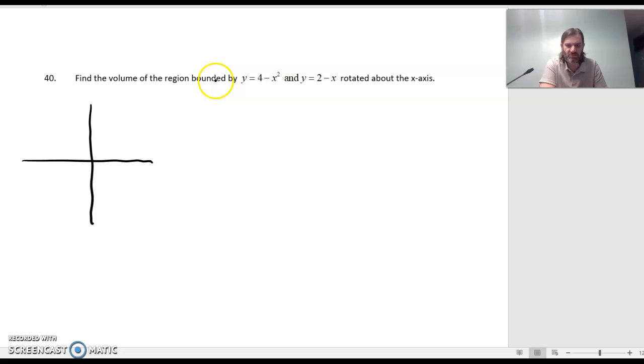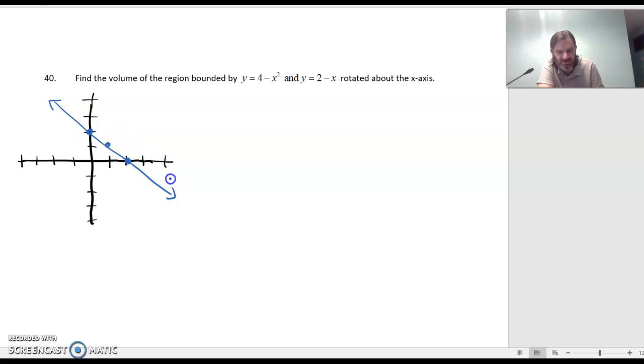Okay, so the straight line, y equals 2 minus x, is a little bit easier to draw first. I'm going to make an xy graph out to 4 in every direction. I know the parabola goes up to 4. But y equals 2 minus x has a y-intercept of 2, and it goes down 1 over 1. So it'll come across like this. Okay, that's y equals 2 minus x.